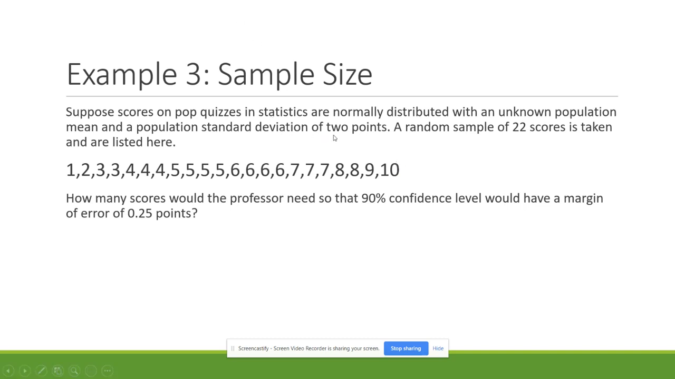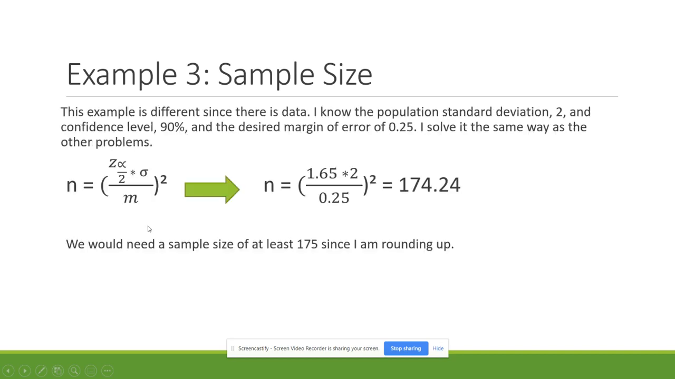So again, I have a population standard deviation of 2 points. I have a 90% confidence level, and I have 0.25 as my margin of error. So again, I'm just going to use my formula. So I have 1.65 times 2, because remember that 1.65 comes from that 90% level of confidence. 2 is my population standard deviation, and 0.25 is my margin of error. I get 174.24. So I need at least a sample size of 175. You could still do the problem like we did in Z interval and get results. But if I want to do something that I've never seen before, I really need a sample size of 175. And it's because that margin of error is really, really low, and I want to be very precise.